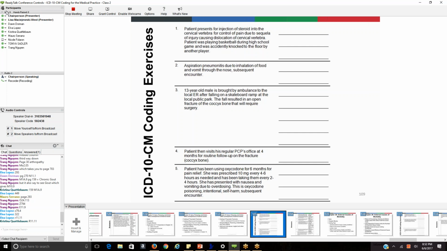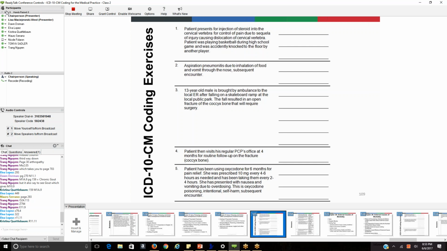So we have A, B, D, G, K, and S as choices, A being an initial encounter for closed fracture, B initial encounter for open fracture, and so on and so forth. So this 13-year-old male is brought by the ambulance to the local ER. So this is going to be an initial encounter, okay? This isn't a subsequent encounter, obviously. The fall resulted in an open fracture of the coccyx, and we determined that to be S32.2. So let's go to S32.2, fracture of coccyx, on page 919, and you have a 4-digit code that it is telling you to take out to the 7th digit.